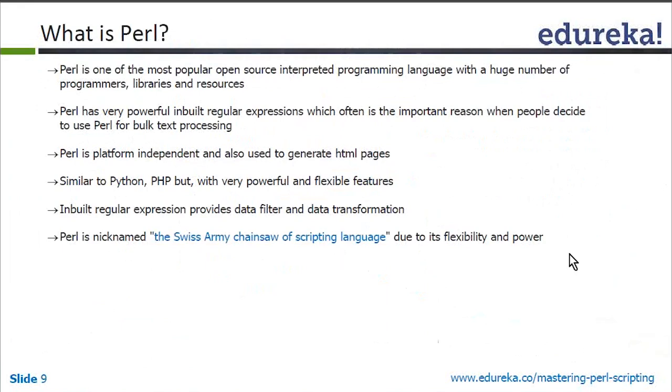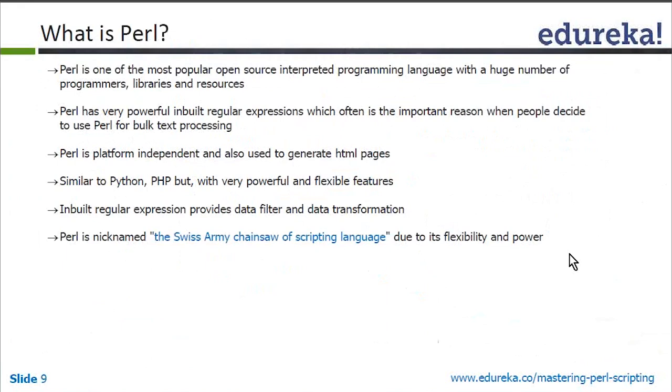So as I said, it is similar to Python and PHP, but with very powerful and flexible features. Inbuilt regular expressions provide data filter and data transformation. So it has a very vast set of regular expressions which provide these data filter and data transformation mechanisms. We'll talk about this later. Perl is nicknamed the Swiss Army chainsaw of scripting languages due to its flexibility and power. The main reason for it is the use of regular expressions and pattern matching.